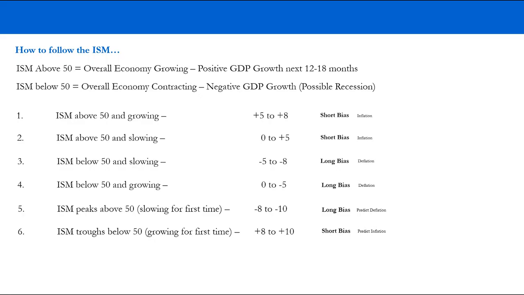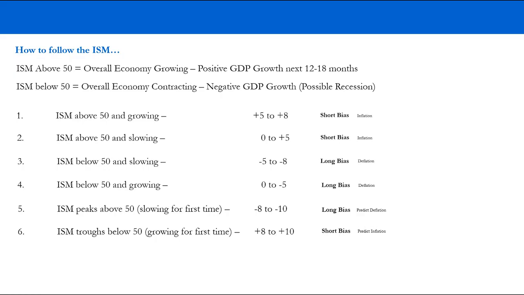So the principle to get here is that when the ISM peaks, things basically can't get any better. We can't grow faster than this rate. And if we can't grow faster, then the only way is down. The only way is deflation. And that's when we're basically entering a situation where we first start predicting deflation.